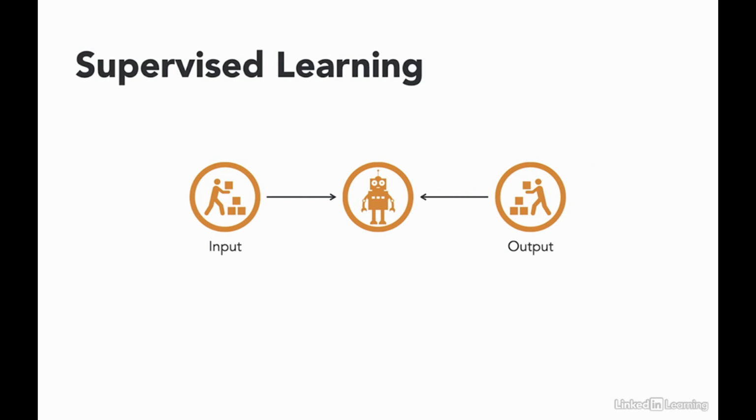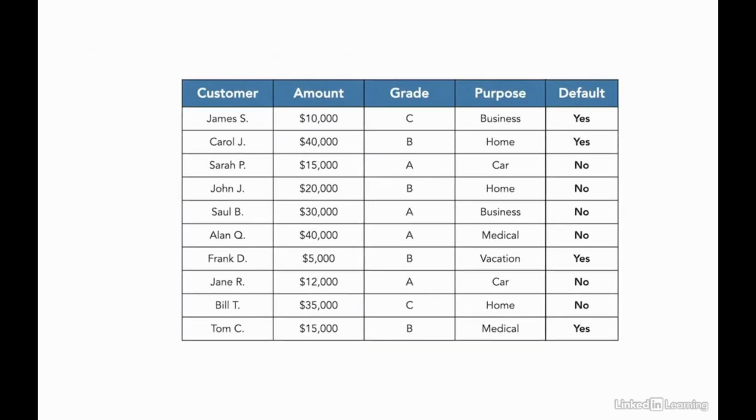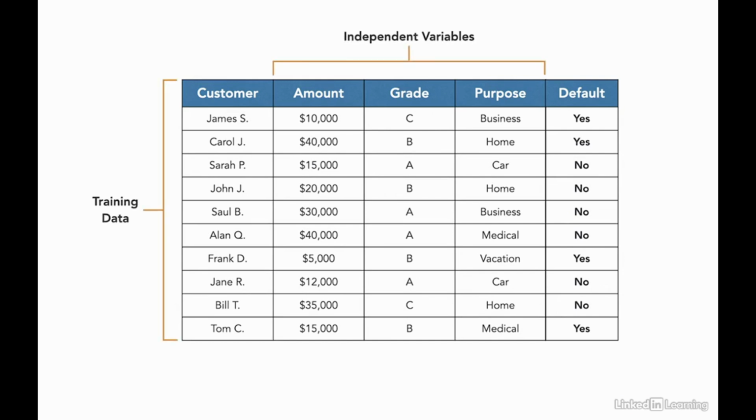In machine learning, we call the input the independent variables, and we call the output the dependent variable. The independent variables and dependent variable make up what is known as the training data. If our training data consists of 10 previously issued loans by a credit union, then the independent variables are the loan amount, the grade of the loan, and the stated purpose for the loan, while the dependent variable is the outcome variable, default. The default variable has two levels or values. They are yes, which means the borrower failed to pay back the loan in full, and no, which means that the borrower paid the loan back in full.